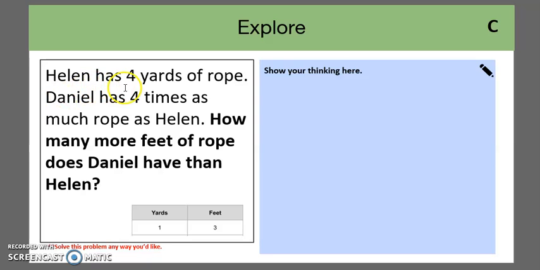Helen has 4 yards of rope. Daniel has 4 times as much rope as Helen. How many more feet of rope does Daniel have than Helen? So pause the video, think about how you would work through this word problem and see what your solution is. On the next slide, we'll compare your answer with the ones I provided.